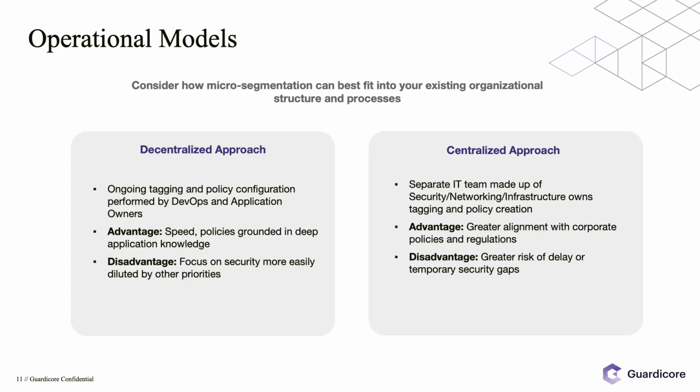Okay, now that we've selected our solution, how do we actually operationalize it? We typically see this done in ways that can be classified into these two approaches, the decentralized and the centralized model. In a centralized model, a technical team made up of members from the security, network, and infrastructure team owns the project and is responsible for tagging assets and defining policies. This process typically involves interviewing and working with application owners to ensure that their applications are properly scoped and tagged, and then the appropriate policies are applied.